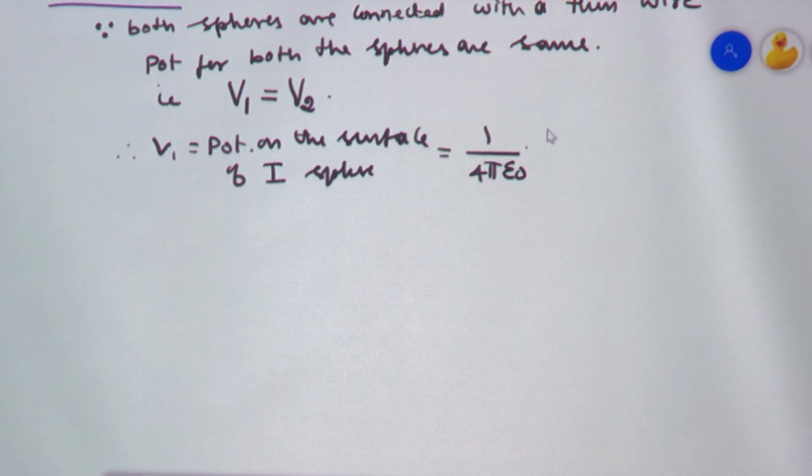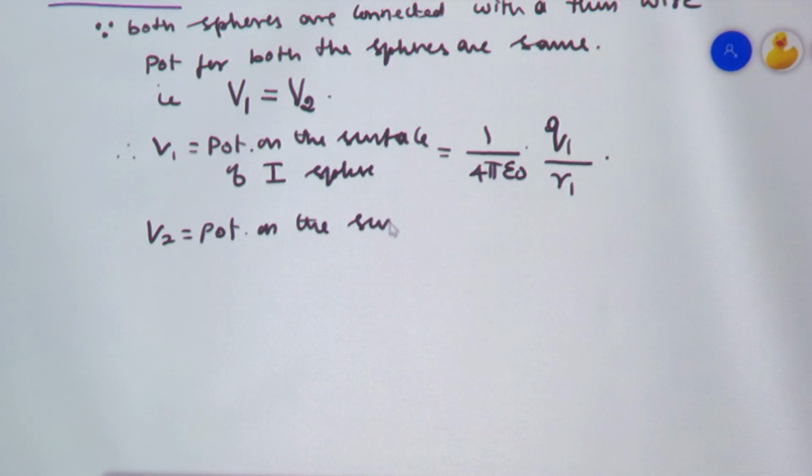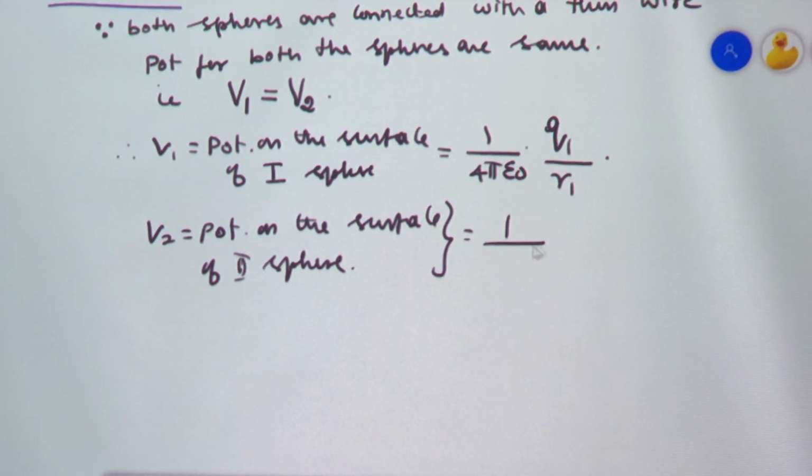See, it is Q. I can write Q1 divided by R1. Similarly, what is V2? V2 is the potential on the surface of the second sphere. Potential on the surface of the second sphere, I can write, is 1 divided by 4 pi epsilon 0 into Q2 divided by R2. Now, according to the concept, V1 is equal to V2.